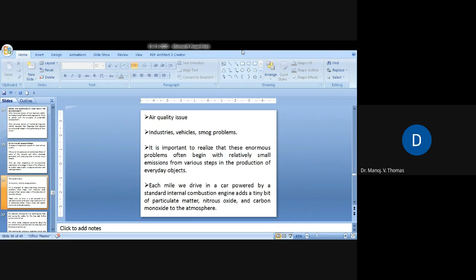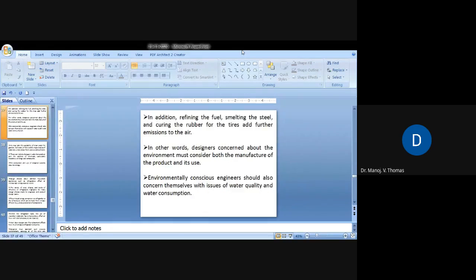Air quality is an issue. Industries, vehicles, and smog problems we have seen in metros like Delhi. They are totally affected by this fog or dust or pollution. It is important to realize that these enormous problems often begin with relatively small emissions from various steps in the production of everyday objects. Each mile we drive in a car powered by a standard internal combustion engine, our usual car adds a tiny bit of particulate matter, nitrous oxide and carbon monoxide. All of us are emitting carbon dioxide and carbon monoxide to the atmosphere when we drive a vehicle.